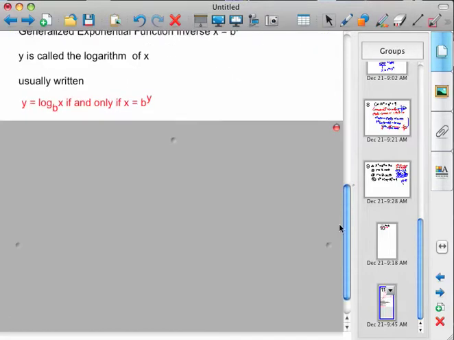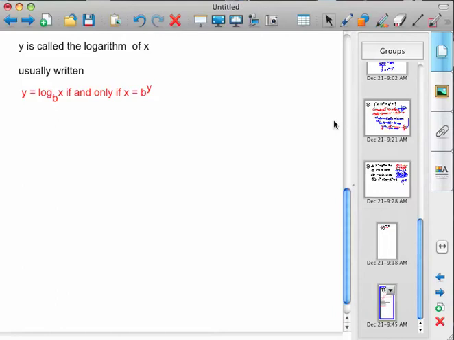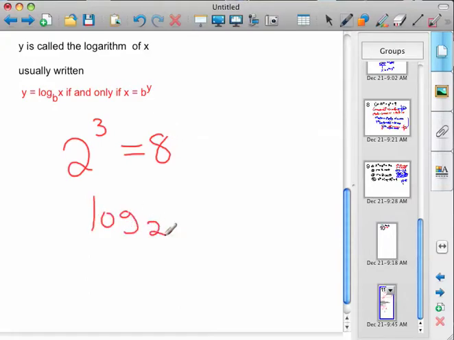So what that allows us to do then is take a standard, like we know that 2 to the third equals 8. So we can write that as a logarithm. So log base 2 of 8 equals 3. So log base 2 of 8 is the same as 3, or 2 to the third equals 8. So you can convert back and forth.